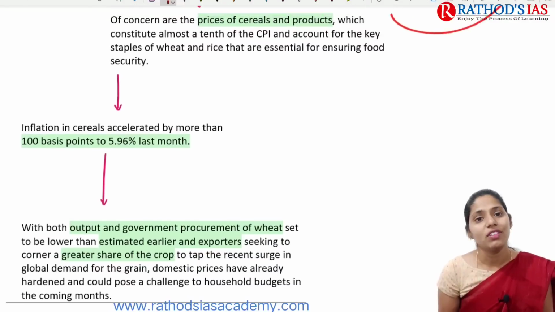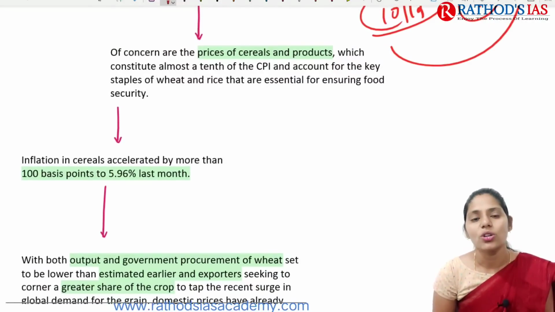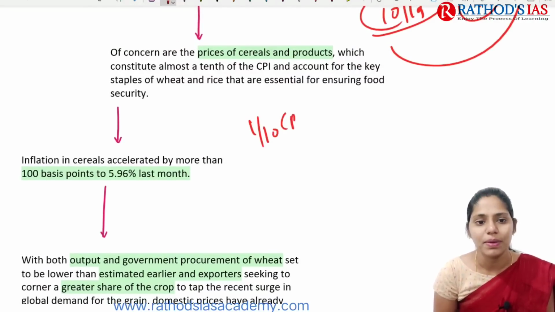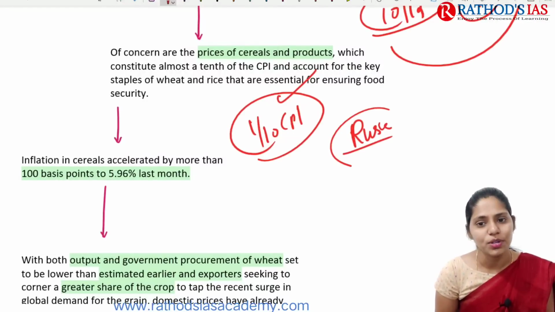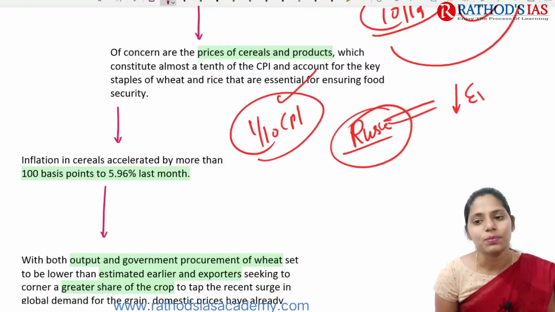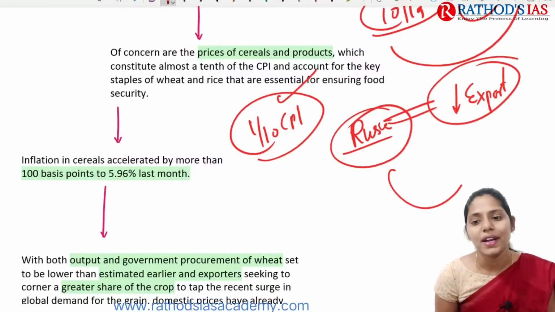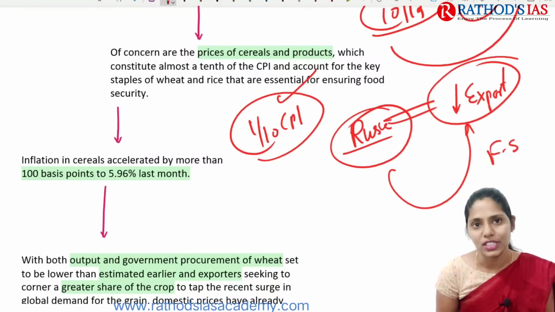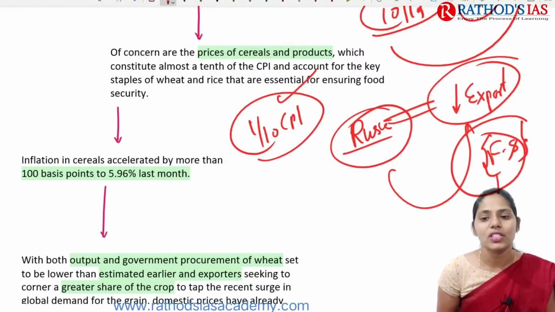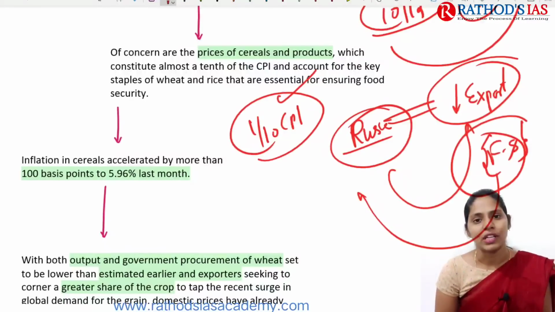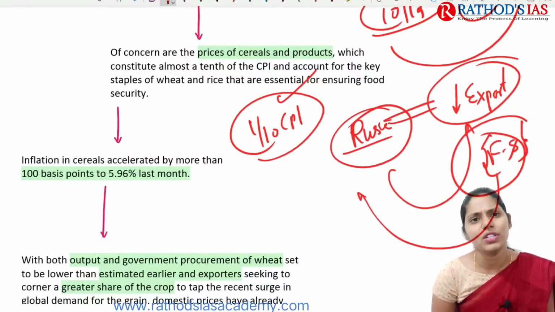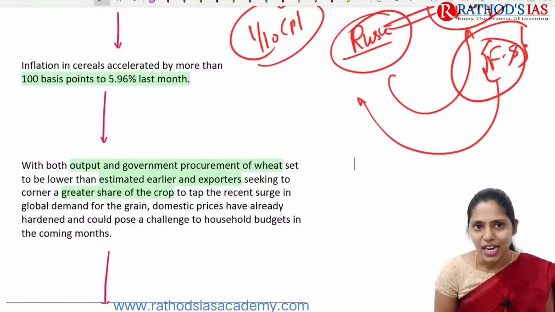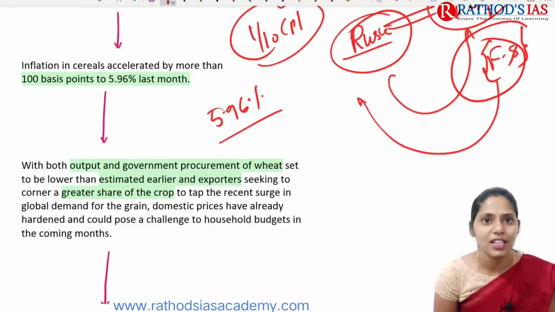And even the price of cereals and other products constitute about 1/10 of the CPI. For example, wheat, okay. You know that Russia and Ukraine are the largest producers of wheat. So they decreased their exports to other countries, and the countries which are dependent on wheat exports are now going to face food insecurity. Because of this, India also said that we are going to increase our exports of wheat, especially to Egypt. Okay, we already discussed that topic, I think 15 or 20 days ago. So inflation in cereals accelerated by more than 100 basis points to 5.96% in the last month.